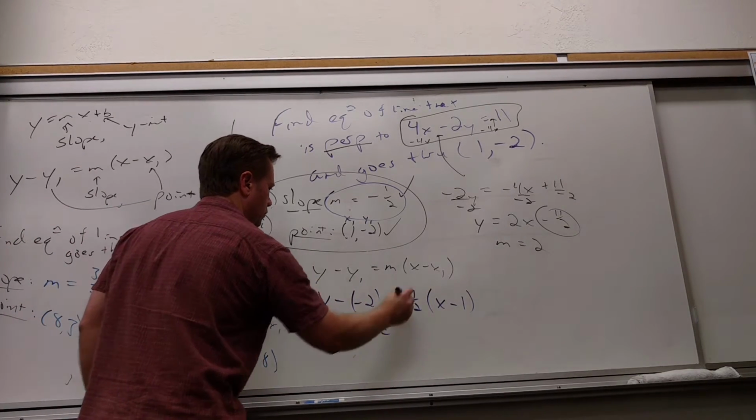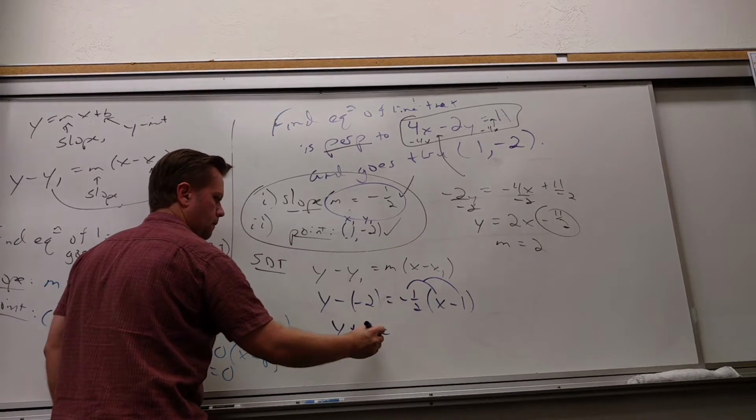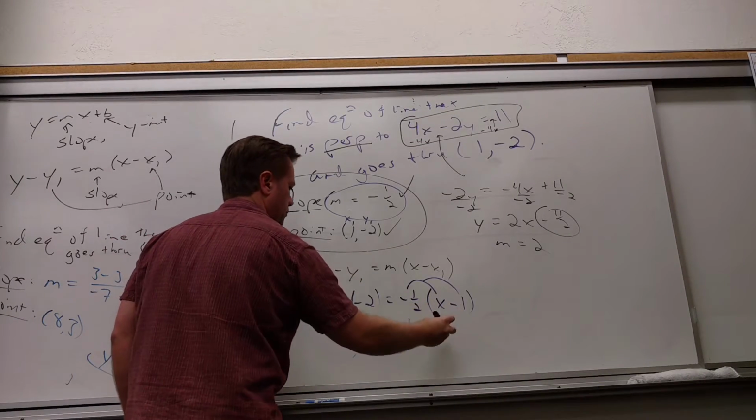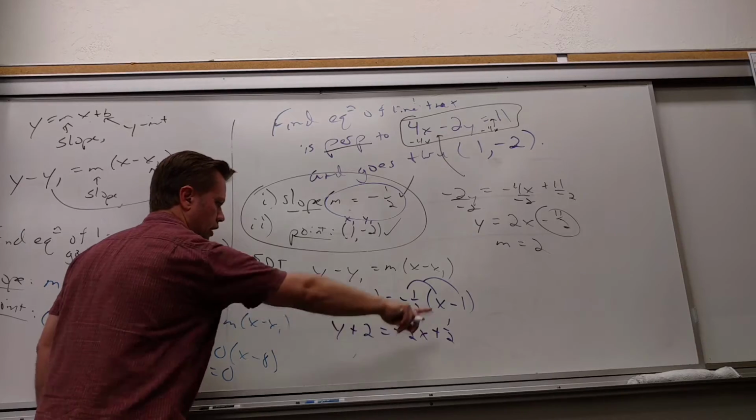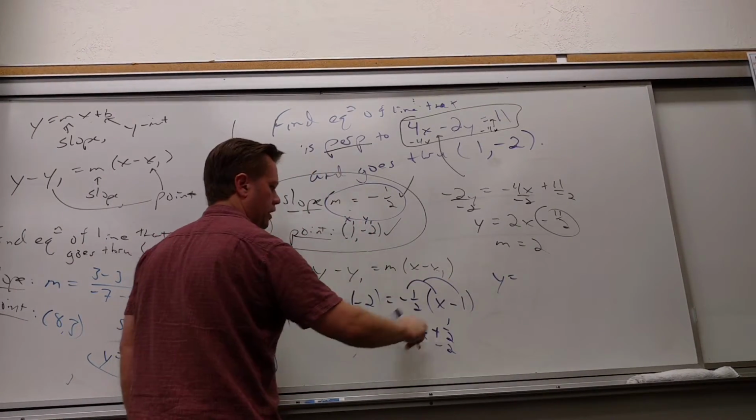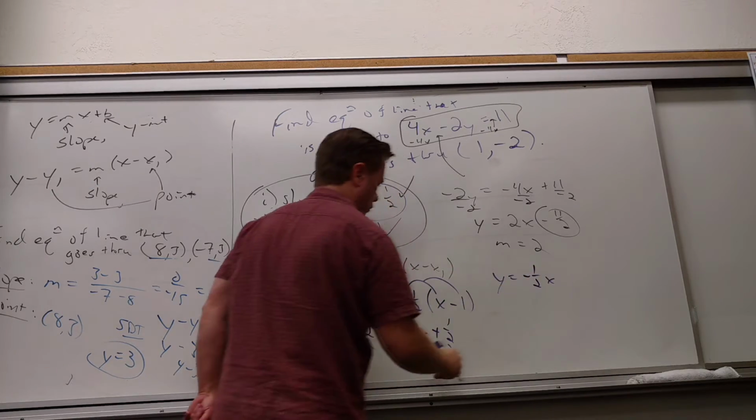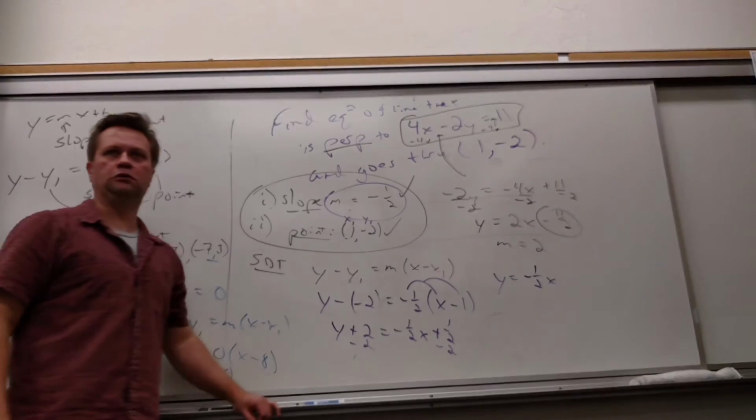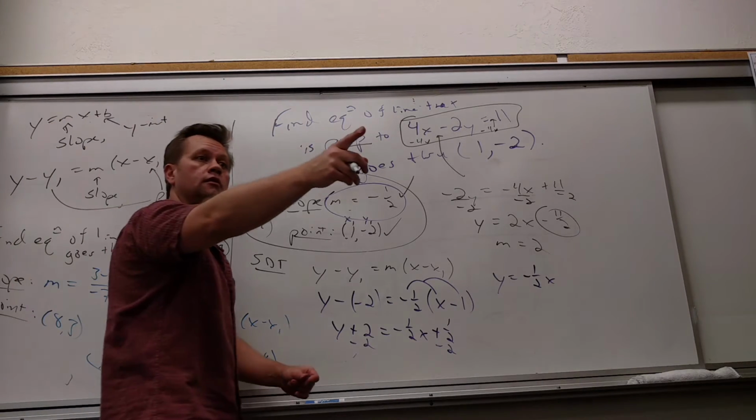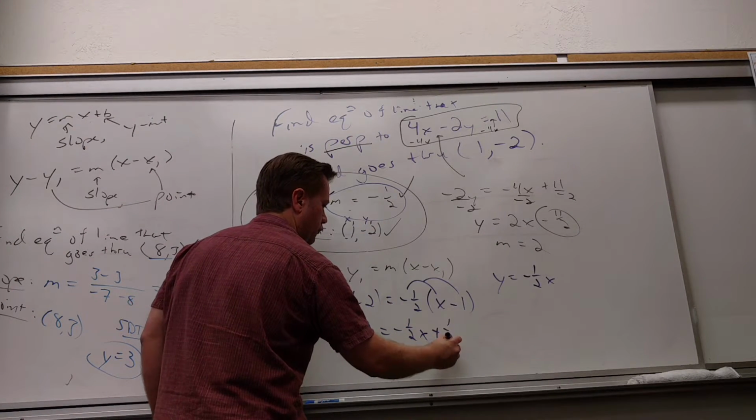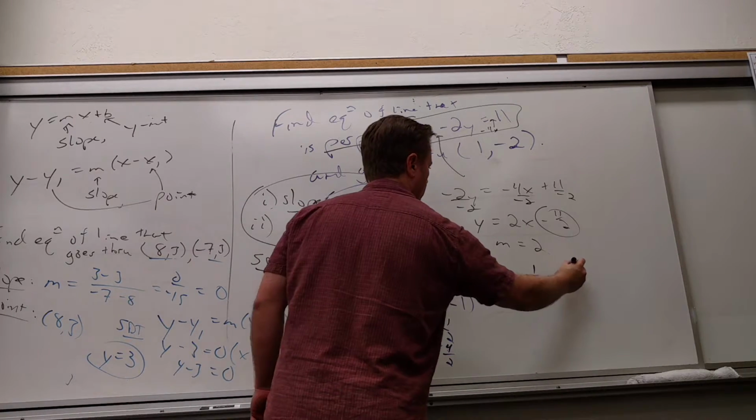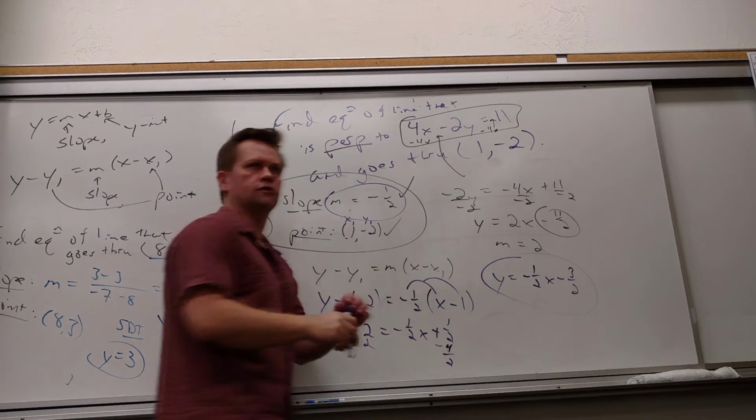Y plus 2 equals negative 1/2 x plus 1/2, and then subtract 2. Y equals negative 1/2 x. And what's 1/2 minus 2? Negative 2 is negative 4 over 2. So 1/2 minus 4/2 is negative 3/2.